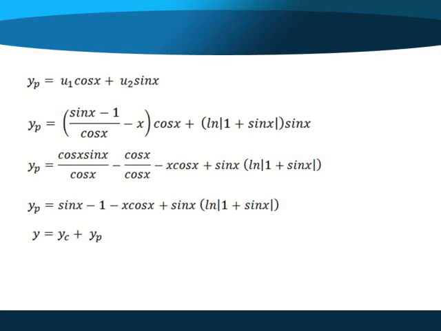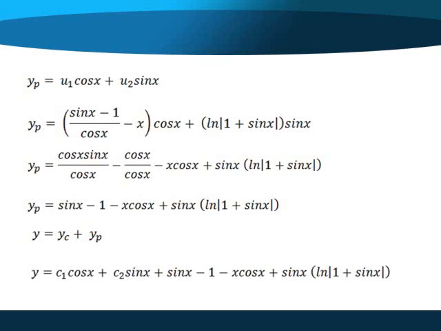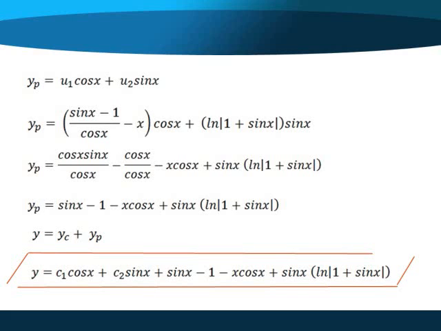Also, note that our aim here is to find the general solution for the differential equation. The formula for y is equal to yc plus yp. Replacing these terms with the exact terms will give us y equal to c1 cosine x plus c2 sine x plus sine x minus 1 minus x cosine of x plus sine x multiplied by ln of 1 plus sine x. This is now our general solution.